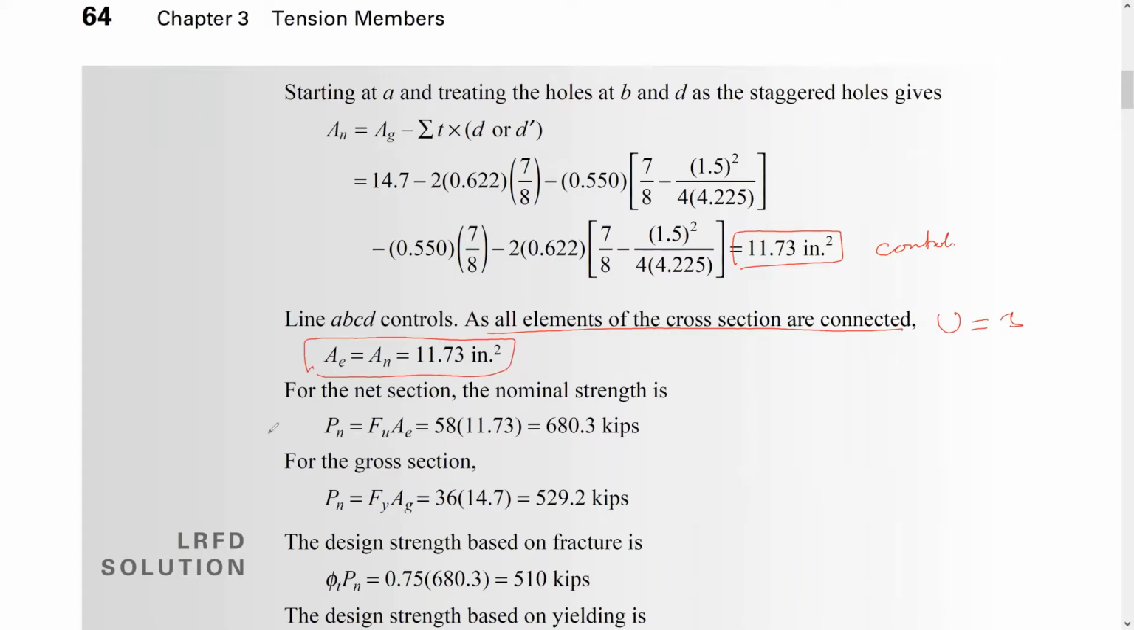So right now we can get the nominal strength based on yielding and based on fracture. Based on yielding, it's going to be 36 times the gross area from the manual, so it's going to be 529.2. For the fracture, it's going to be the ultimate stress, 58 ksi, times the effective net area, the one we just calculated. Once we have the nominal strength based on yielding and fracture, we can use either the LRFD method or the ASD method to get the design strength and the allowable strength respectively.